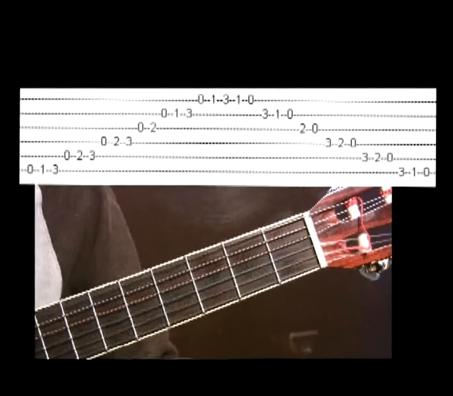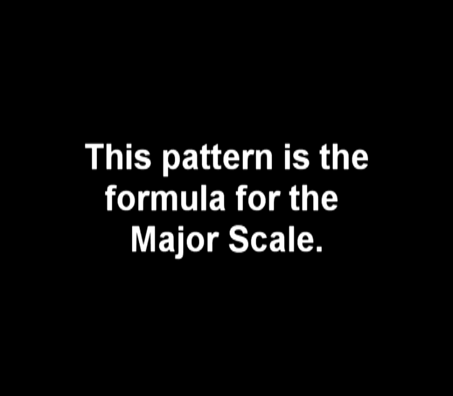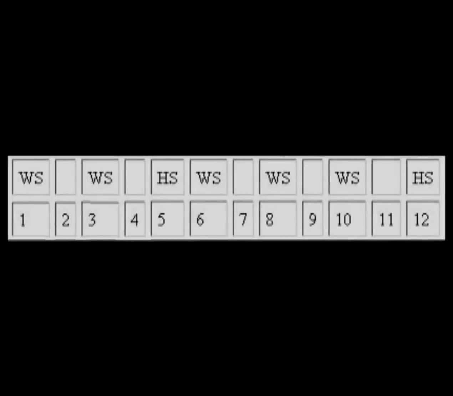You can construct the major scale by using this interval pattern. Whole step, whole step, half step, whole step, whole step, whole step, half step. This pattern is the formula for the major scale. Let's look at the blocks again and you can see the intervals of the major scale. The WS means whole step and the HS means half step.